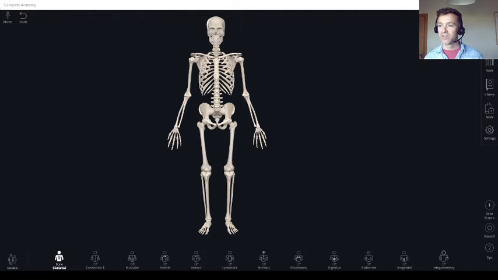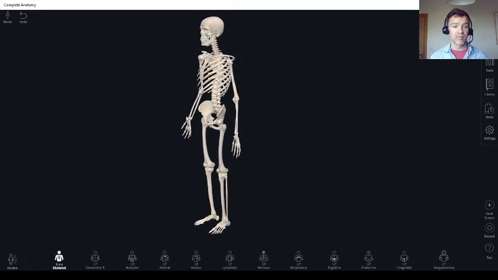And I'm going to move this screen over here and have him up there. Right, so you can see this skeleton on the screen now. We're going to use this guy throughout this module to try and bring things to life.